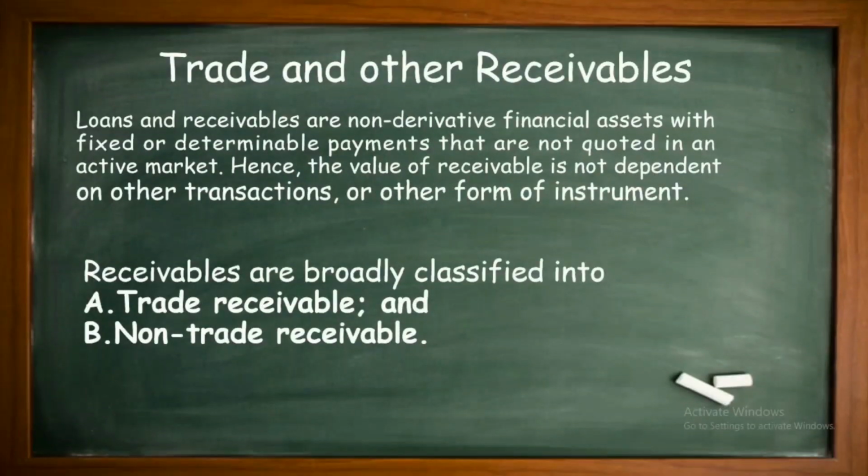Next is trade and other receivables. Loans and receivables are non-derivative financial assets with fixed or determinable payments that are not quoted in an active market. Hence, the value of a receivable is not dependent on other transactions or other forms of instrument. So, receivables is also referred to as account receivable.